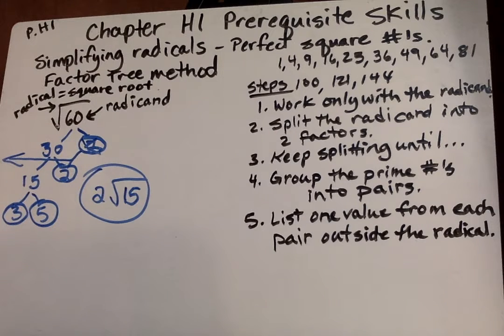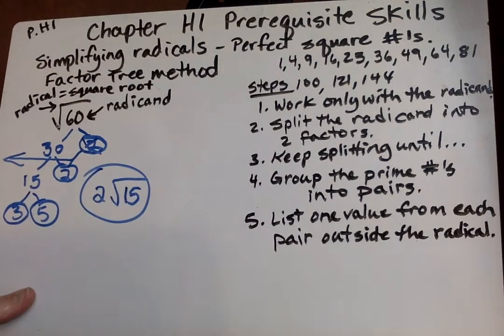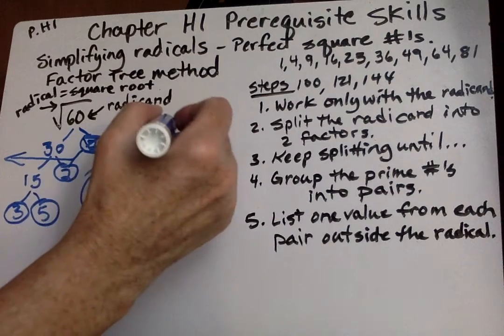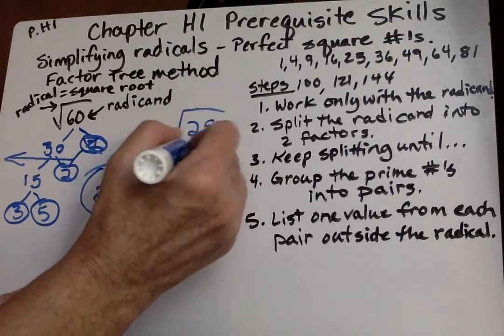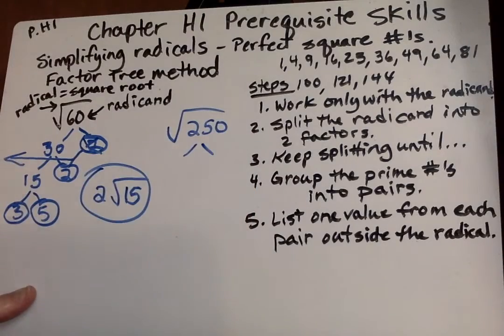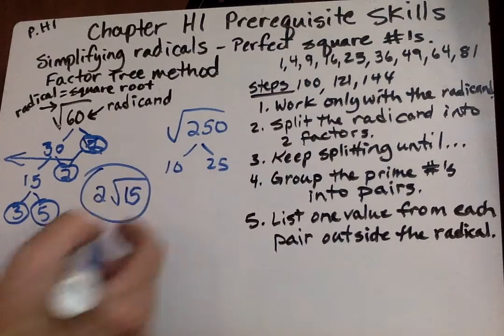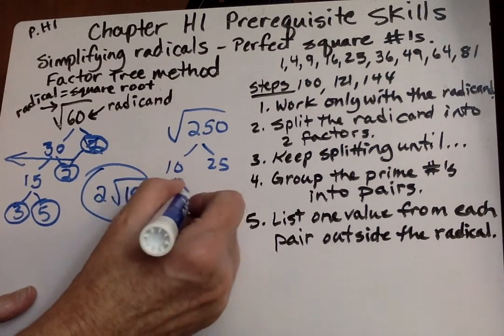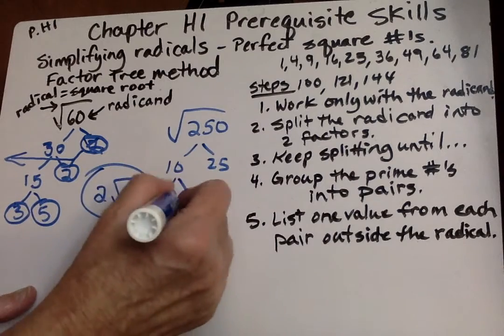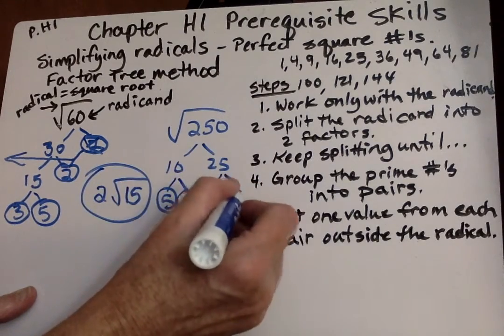Now, let's do a little bit bigger one because that one was so much fun. Which one should we do? Should we do the 250? We'll jump to that one. First of all, break it up. 10 times 25. Neither one of those are prime, so I'm going to break it down again. 5 times 2. 5 is prime, 2 is prime. 25 breaks down to 5 times 5.